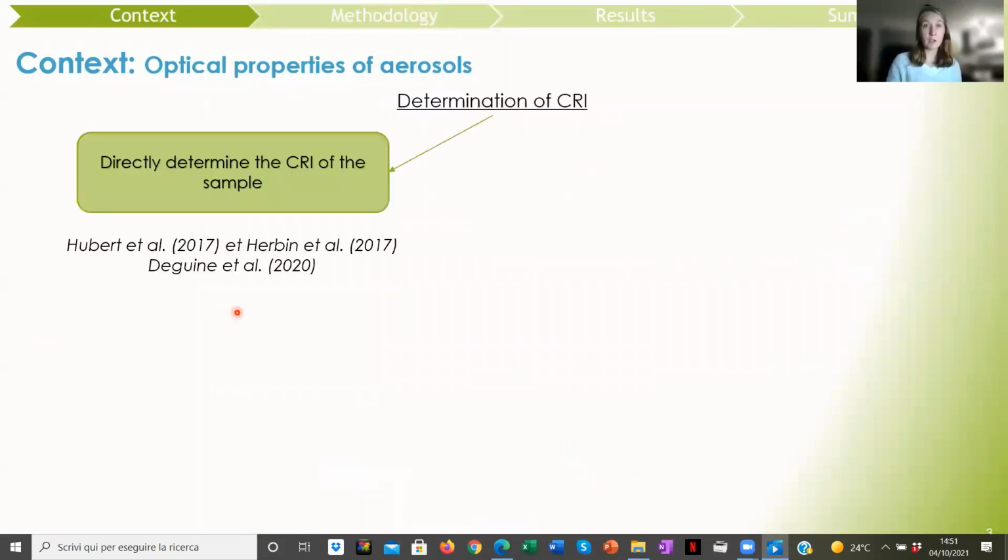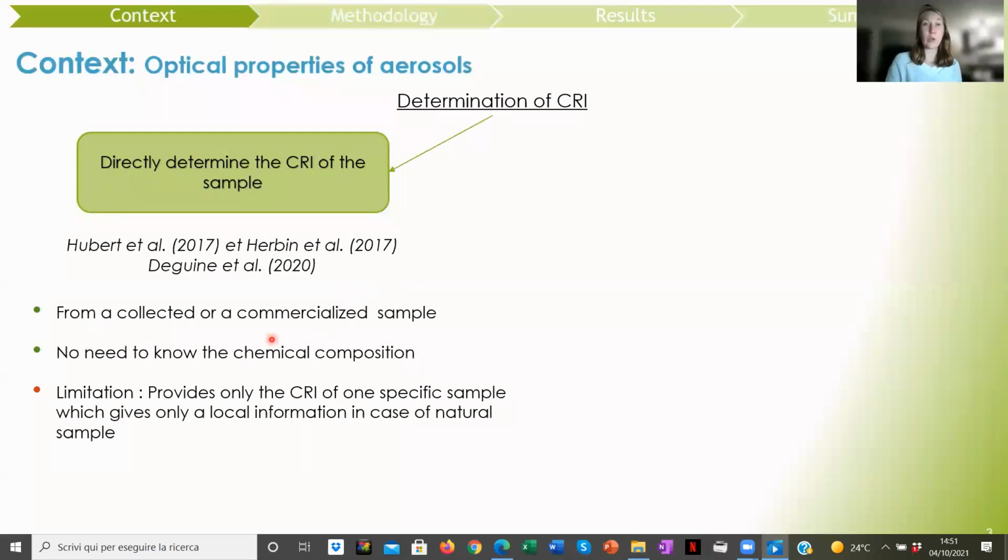First, we directly determine the complex refractive index of the sample, and this methodology has already been done in our team. We use a sample like a collected sample or a commercialized sample. We don't need any information about the chemical composition, but it only provides the refractive index of one specific sample, which is not giving global information about the natural sample.